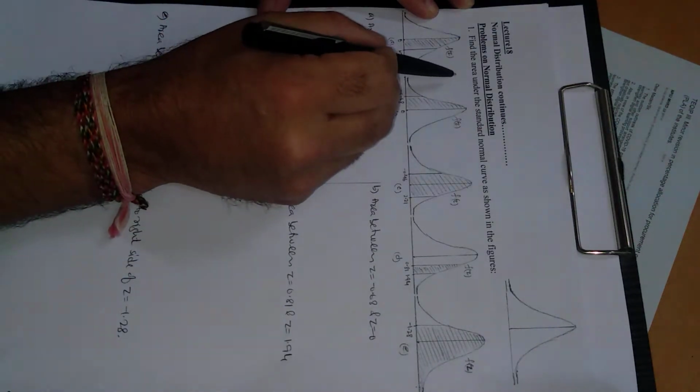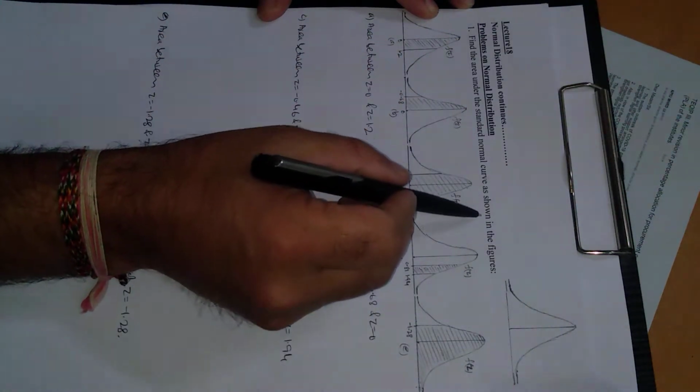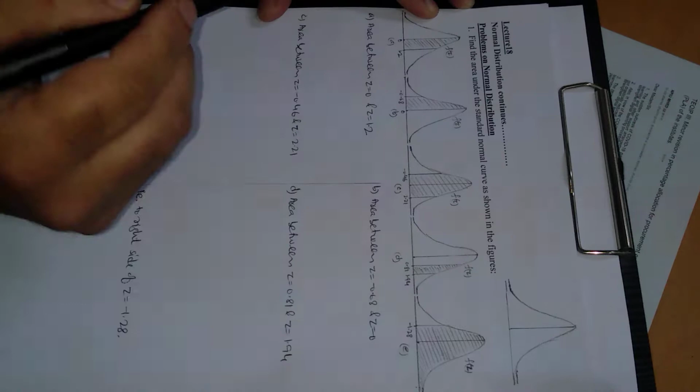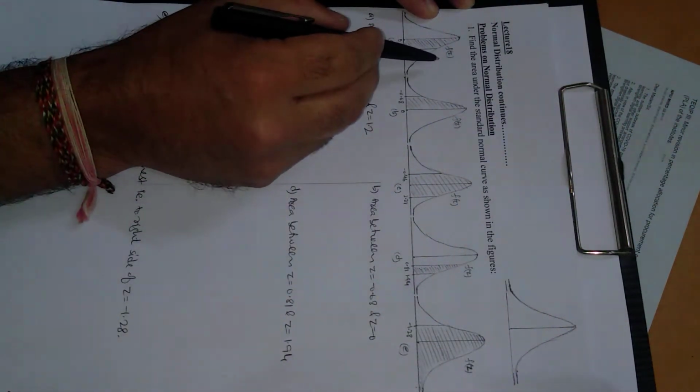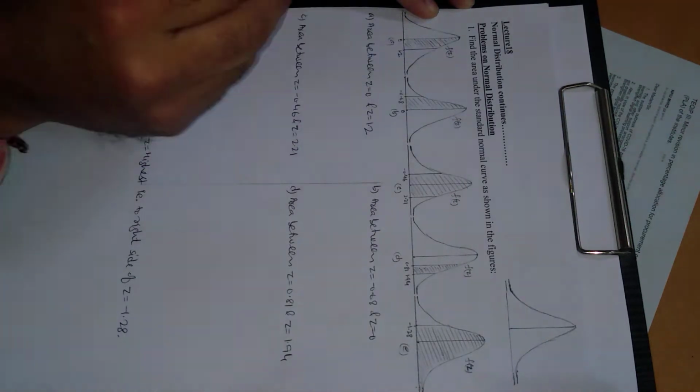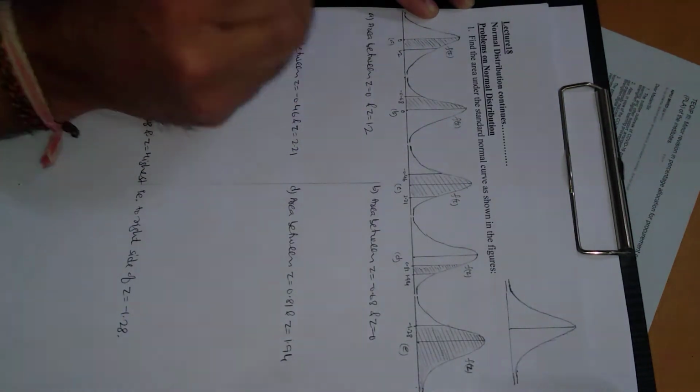Here is the first one. Find the area under the standard normal curve as shown in the figure. Five figures are given. In every figure we have to find the area of a shaded portion, and this is a normal curve in terms of z. First is the area between 0 and 1.2.